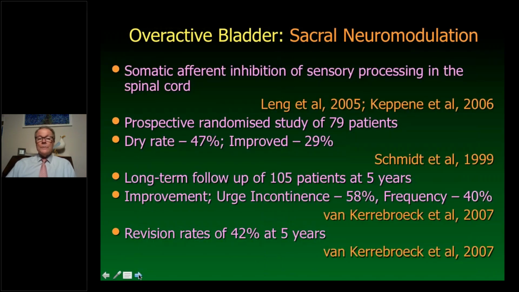So sacral neuromodulation works by altering the somatic afferent inhibition of sensory processing in the spinal cord. One of the earlier studies was reported by Schmidt in 1999, and he looked at 79 patients, in which he reported a dry rate of just under 50% and an improvement rate of around 30%. Van Kerrebroeck looked at long-term follow-up of 100 patients at 5 years and overall found a 60% improvement in terms of urgency and continence and around 40% in terms of frequency. But again, this comes at a cost with revision rates of around 42% at 5 years.